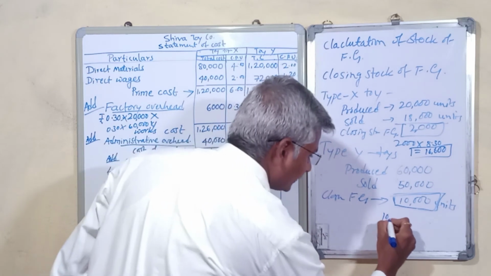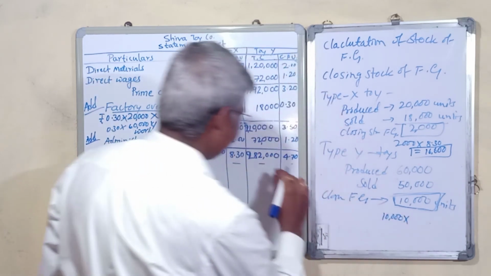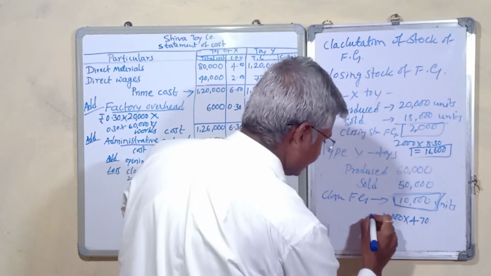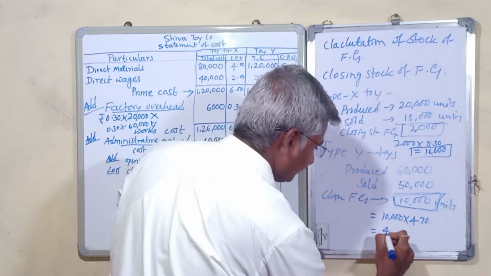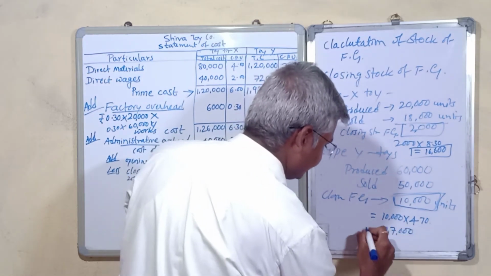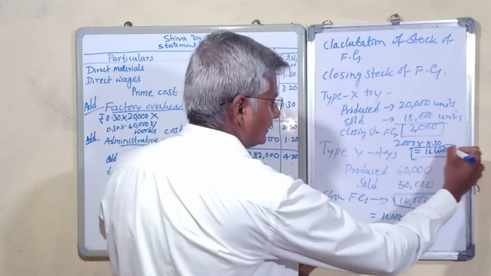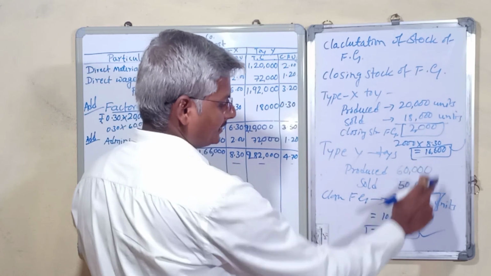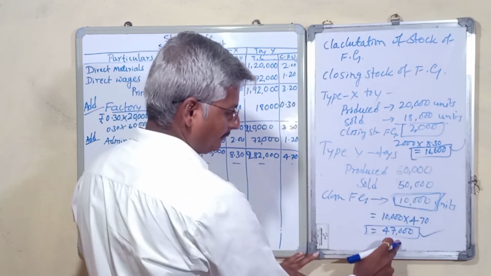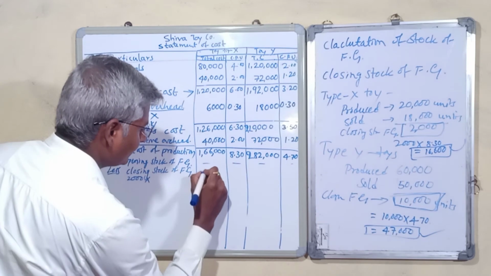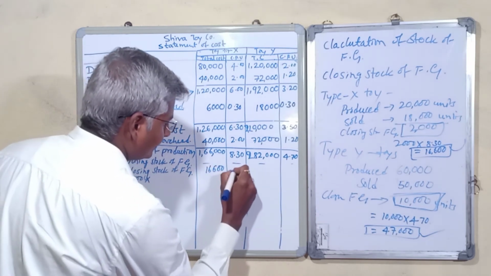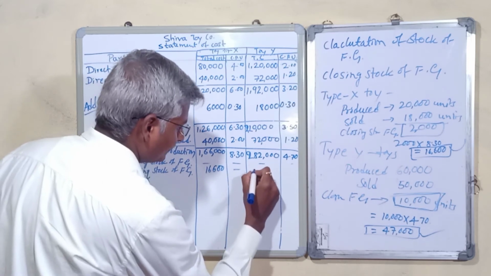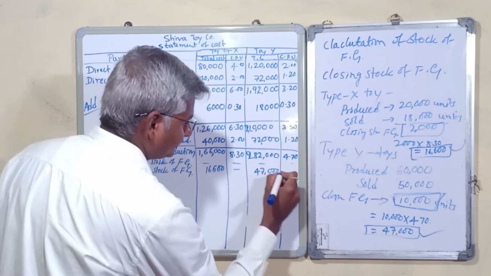Then 10,000 into 4.7, that is 47,000, and this is our total amount. That is for toy X 16,600 and toy Y 47,000. That I will write here, 16,600. Amount is not mentioned here, so 47,000.